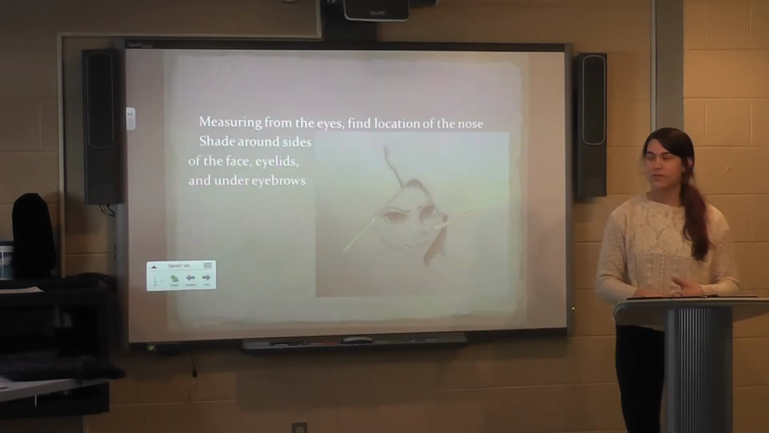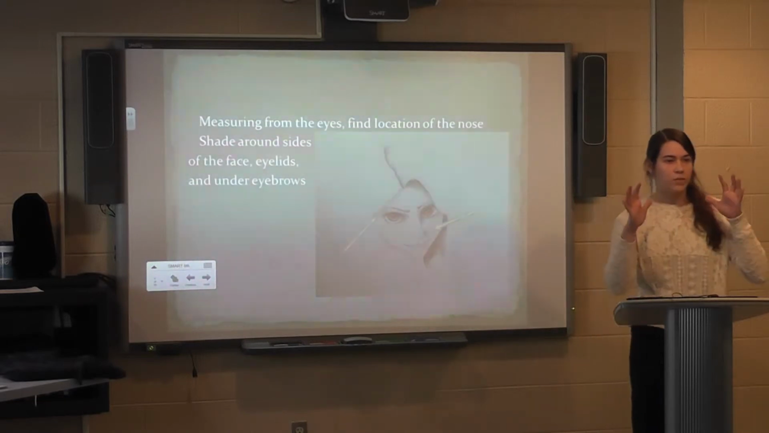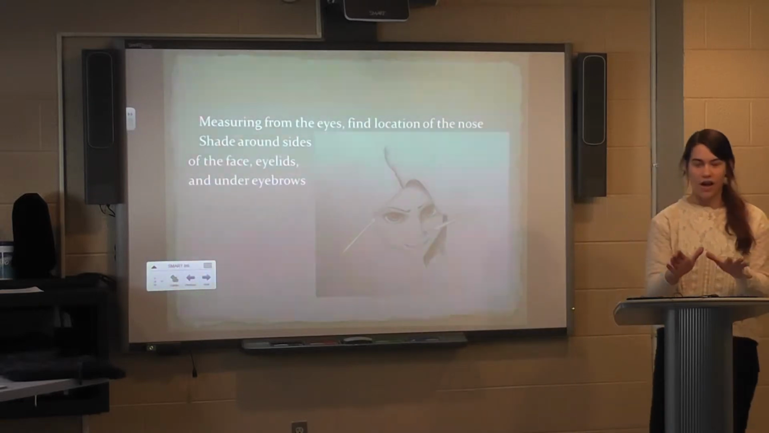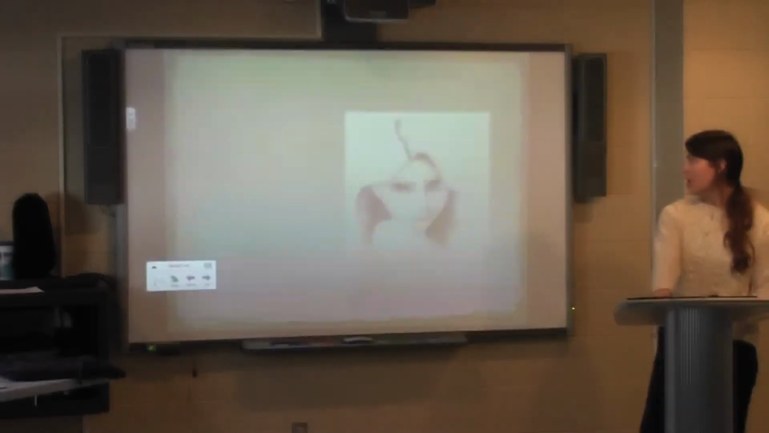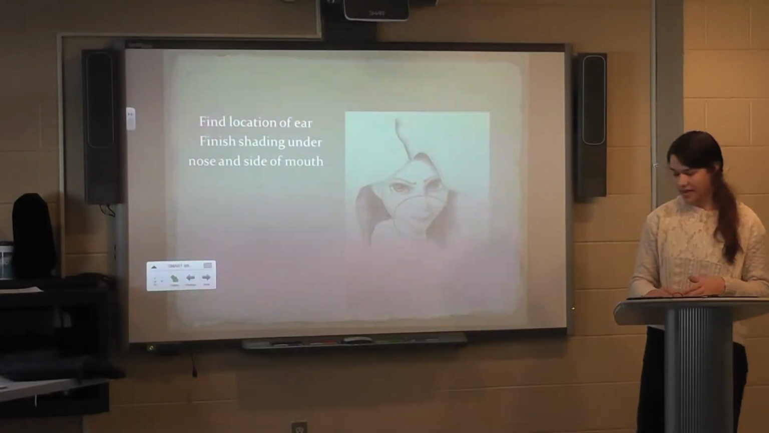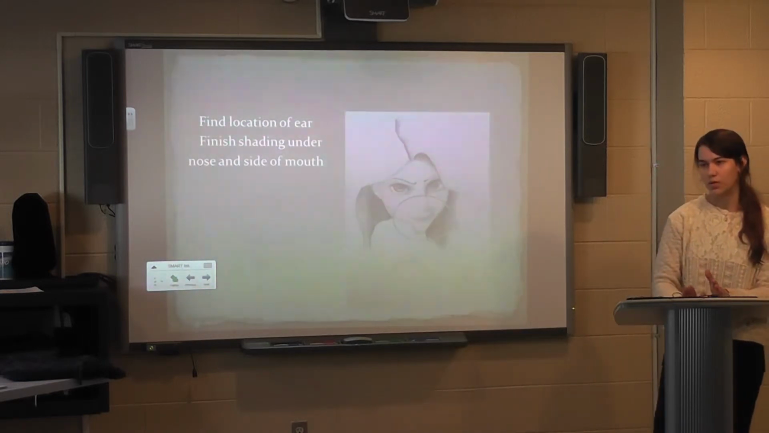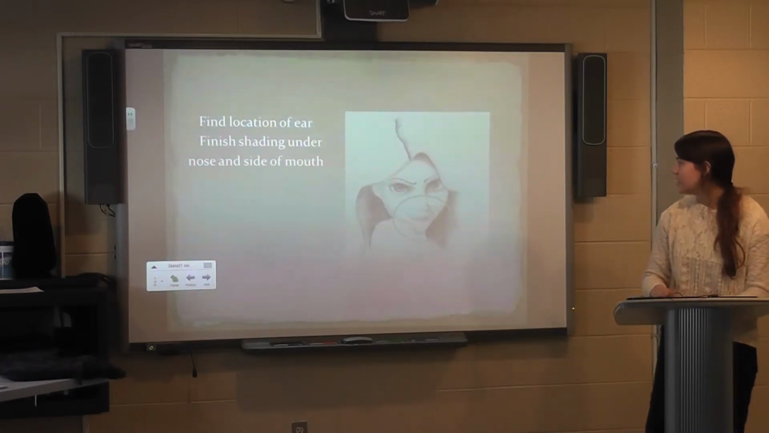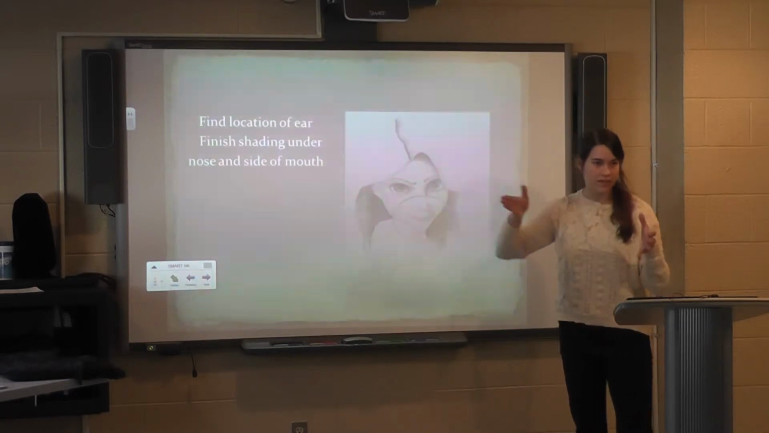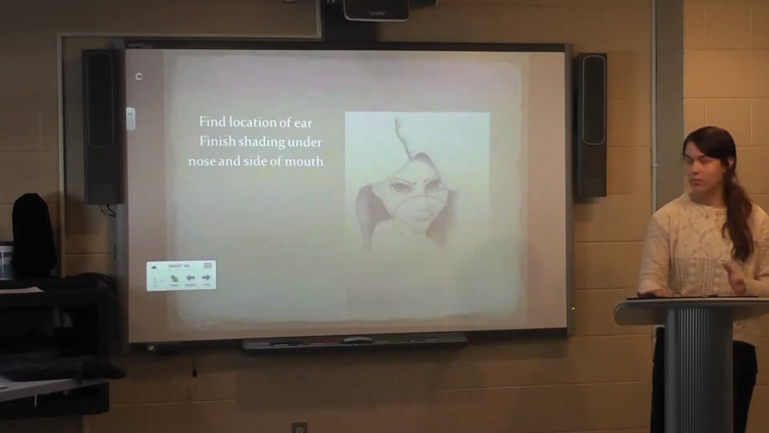Then again, measuring from the eyes, you're going to find the location of the nose and shade around all the sides of the face. When you put shadow around the side of the face, it makes the face look round and not flat. The location of the ear is mostly hidden by the hair, but you can finish by shading underneath of the nose and the side of the mouth. As you can see, there's shadow around the eyelid and the eyebrow, which makes it look like there's a skull underneath. So again, shading is very, very important.